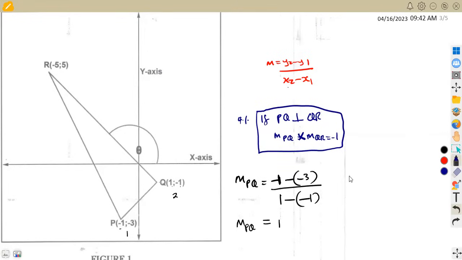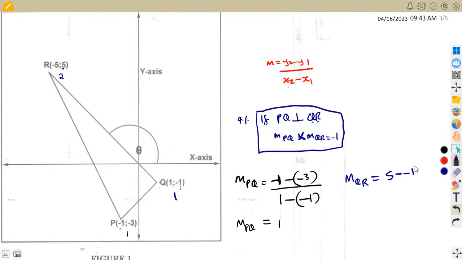We move on, we calculate the gradient of QR. So the gradient of Q to R. So this is Q, this is R this time. Q is our first point and R is our second point. So meaning to say y2 minus y1, that's our y2, which is 5 minus 1.